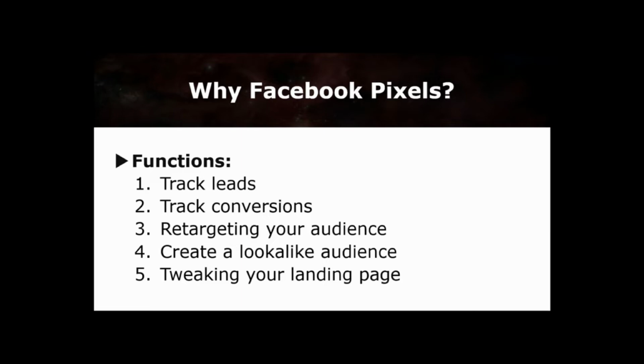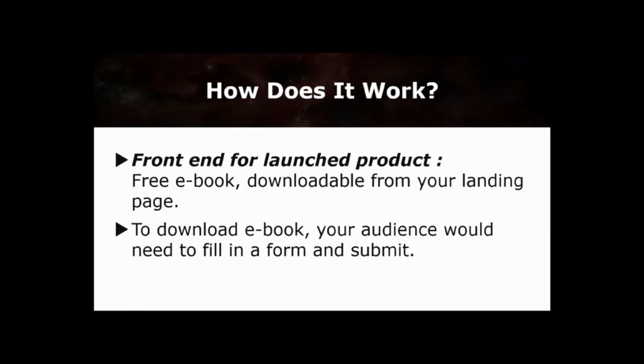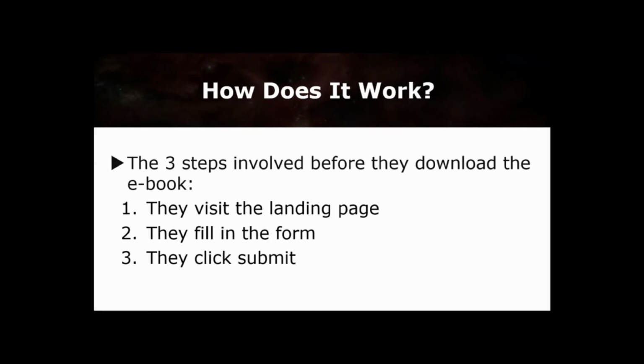Now, let me give you an example. Let's say you're in the internet marketing niche and you've recently launched your own product. The front end is a free ebook downloadable via your landing page. In order to download the ebook, the audience would need to fill in a form first with their details and then submit. Therefore, there are 3 steps involved in this process before they ever download the ebook. 1, they visit your landing page. 2, they fill in the form. And 3, they click Submit.